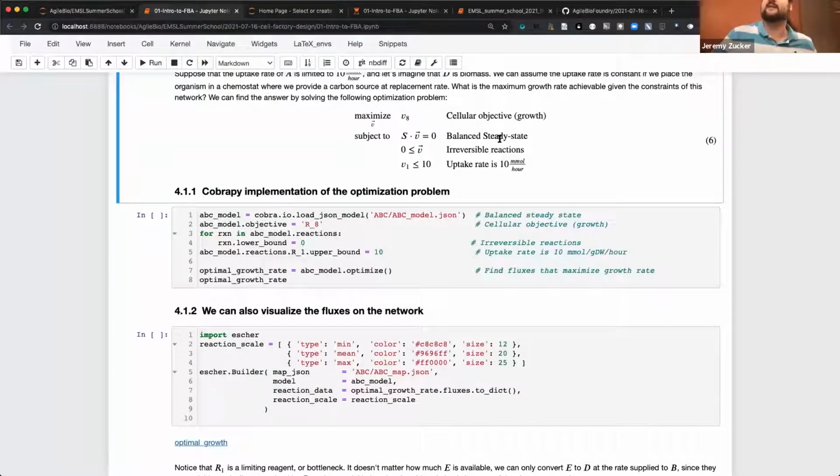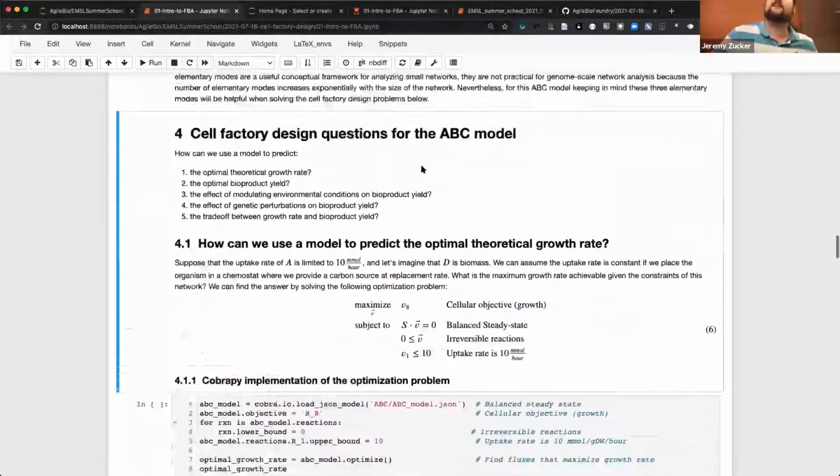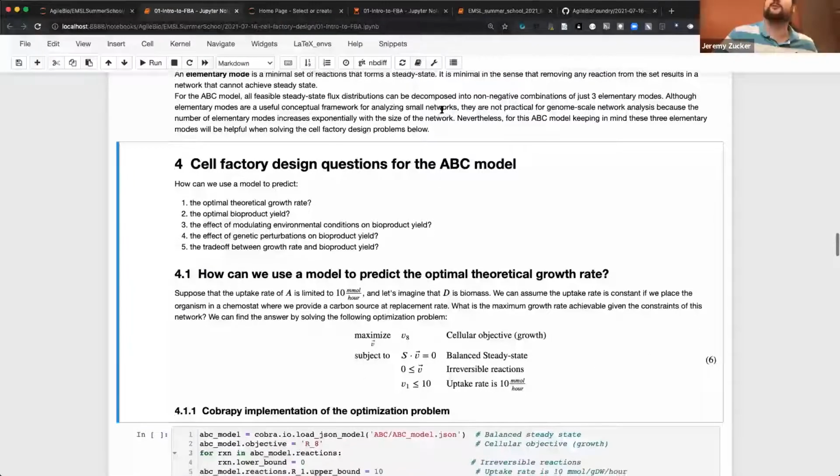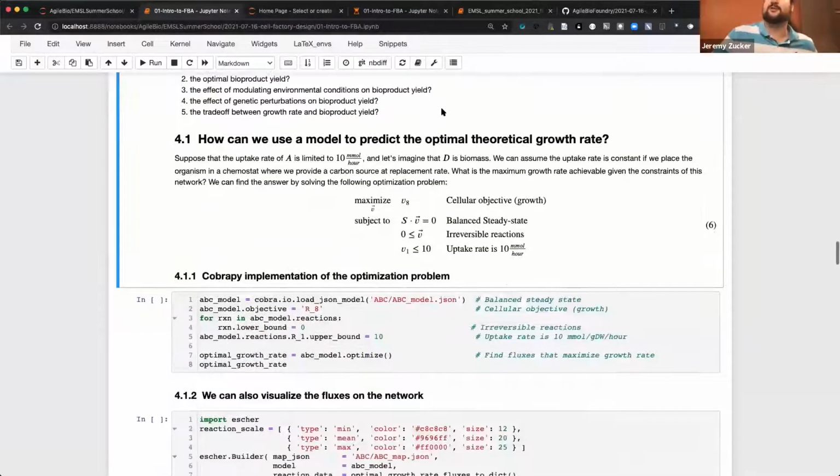And the first constraint is balanced steady state, as we mentioned before. We also have a set of irreversible reactions, and so none of the fluxes can become negative under physiological conditions. And then the last constraint is that the uptake rate is 10 millimoles per hour. And so the most that V1 can generate is 10 millimoles per hour. And so the question is, how much V8 could we, in the optimal case, produce?